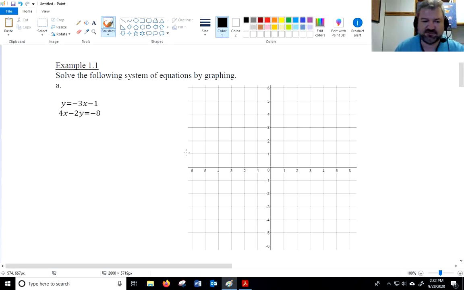It is a system of linear equations, first of all, because there are two of them. And they are linear because all the variables are to the first power. Let's graph this first one. Y equals negative 3x minus 1. That's a line, the y-intercept at negative 1, and a slope of down 3 to the right 1. I think I'll go ahead and use that to kind of get it started.